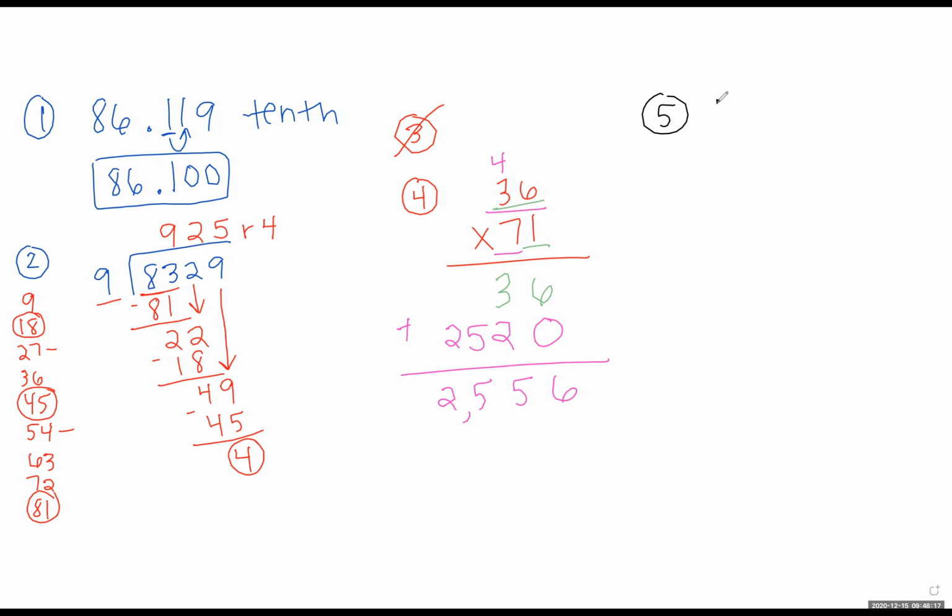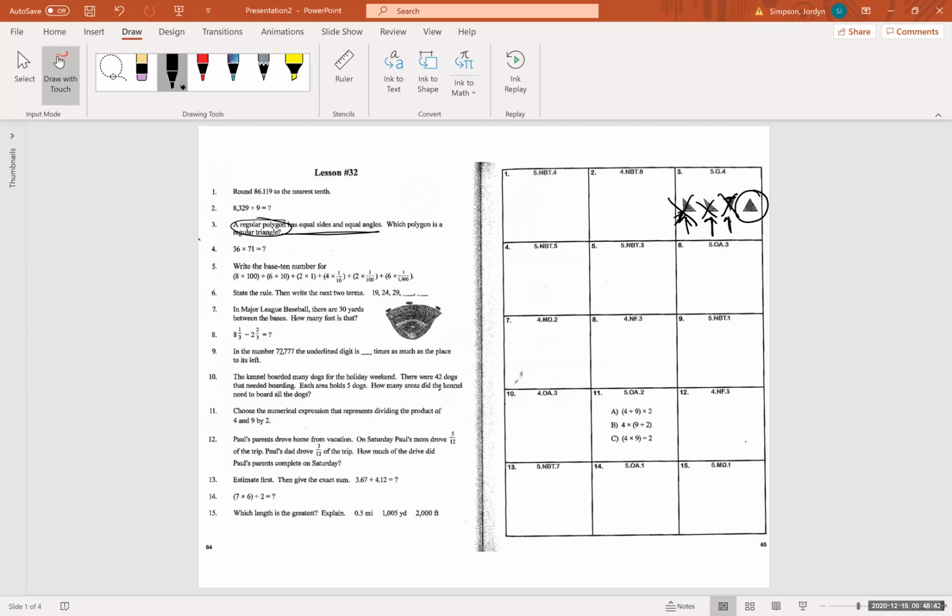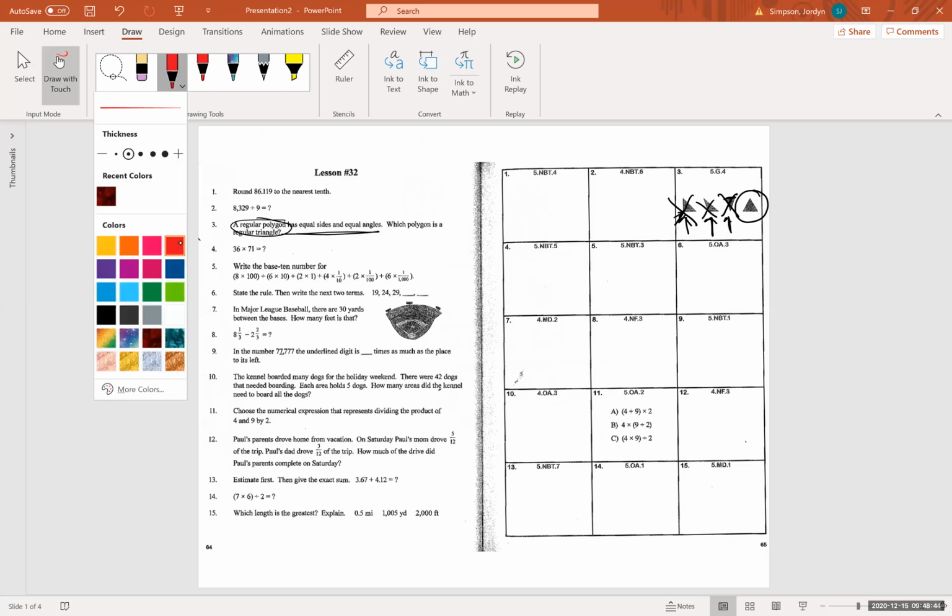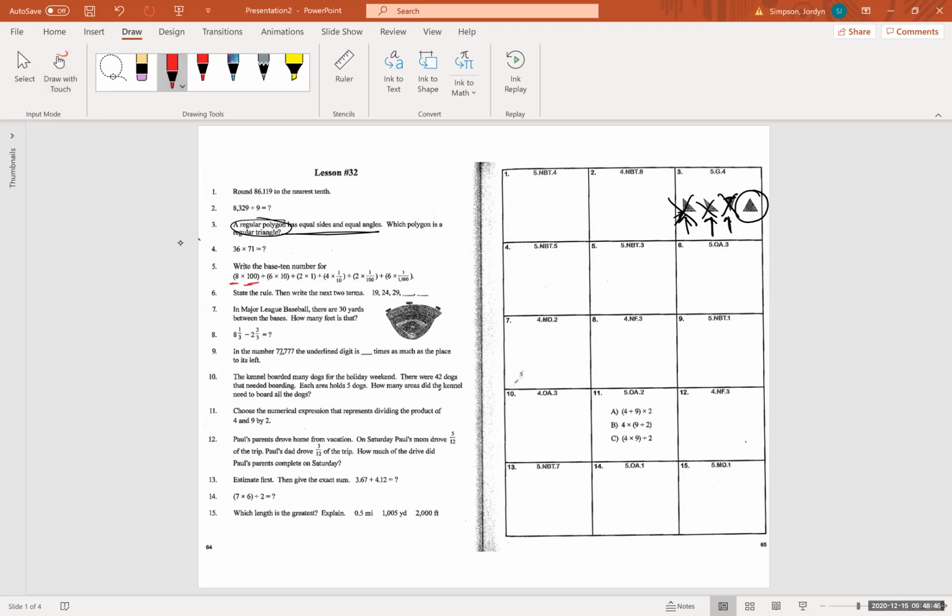Number 5, write the base 10 number. So when they say base 10 number, this is the standard number, just the plain old number. When you look at this, it gives you the digit and then the place value. So let me share the actual page so we can look at it together. On this one it gives you the digit and then it gives you the place value.